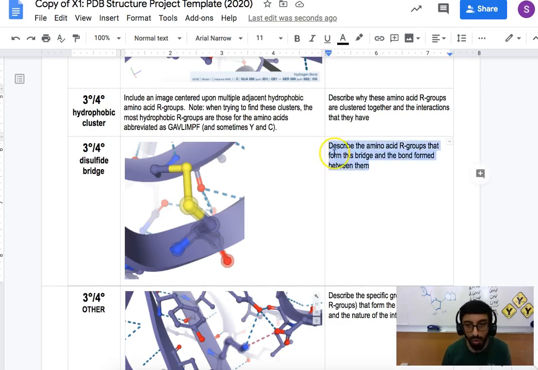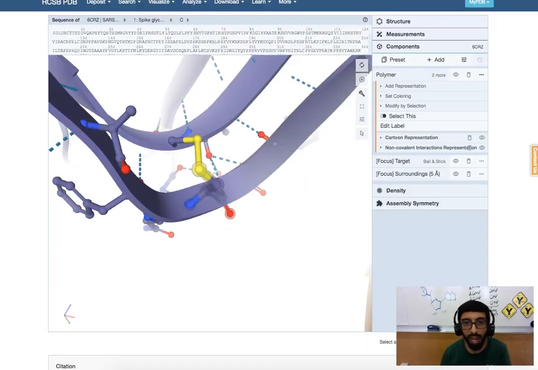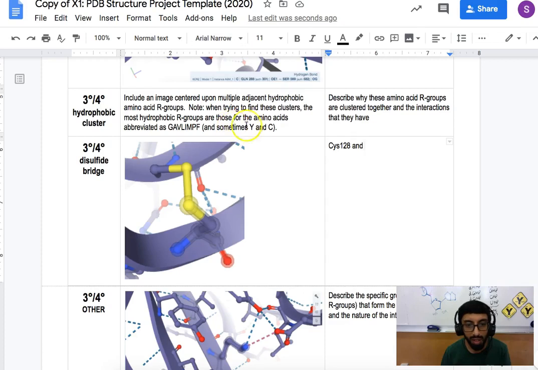So cysteine, say 128, and its partner, which I could go back to my structure and find. So there's 115 and 146. Okay, so I got it wrong. So cysteine 114 and 146. And again, we will have to specifically describe what's forming that bond and why.